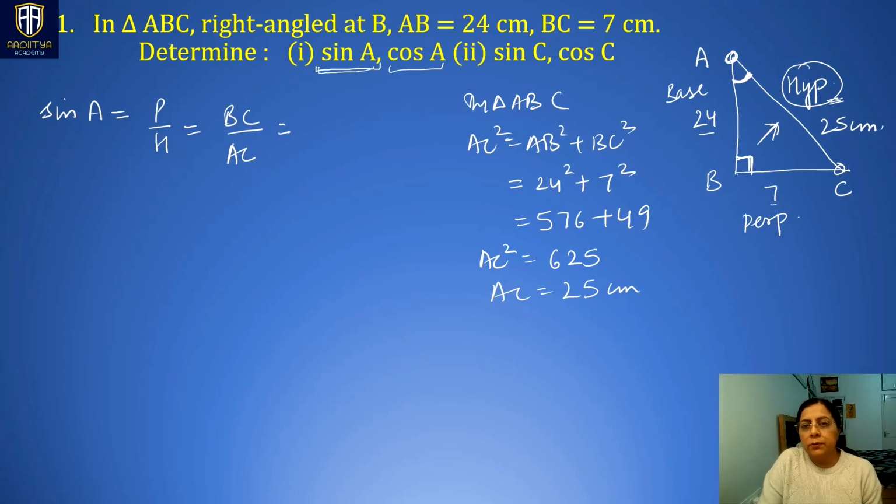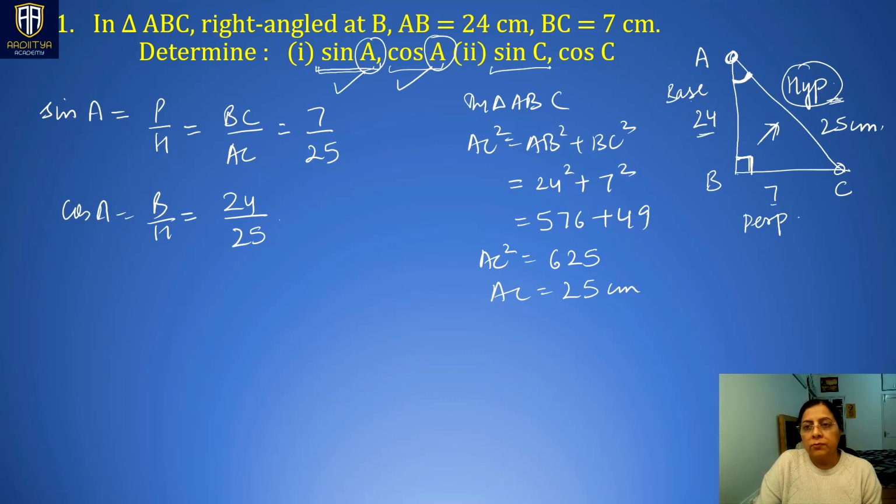Now we can put the values here. Sine of A is P upon H, which is BC by AC. BC is 7 and AC is 25. Then we have cos of A, which is base upon hypotenuse. Cos is the ratio of base and hypotenuse. What is base here? Base here is 24 upon hypotenuse is 25. So now we have found these two trigonometric ratios regarding angle A, right?